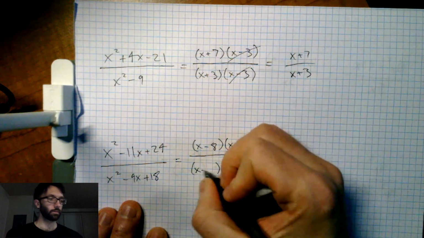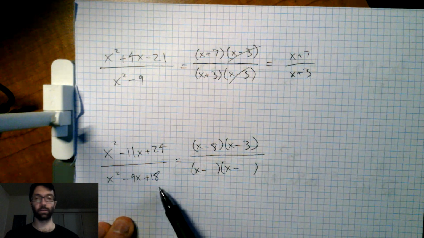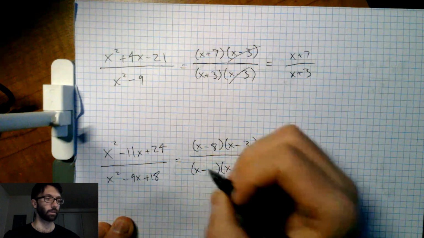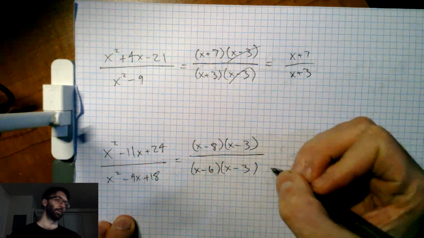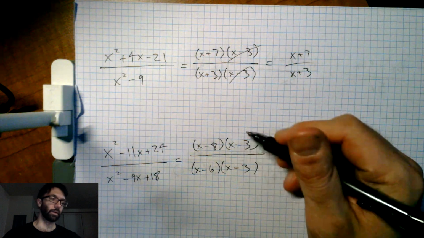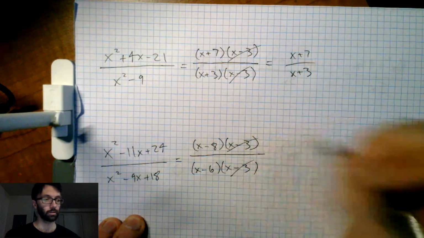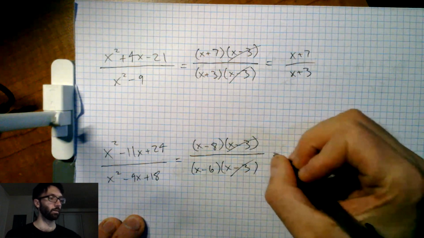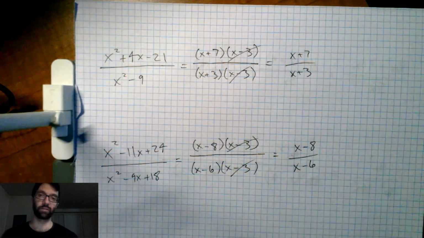Same signs, and the factors of 18 that will combine to a negative 9, that's going to be negative 6 and negative 3. And again, now I have a factor of x minus 3 in both the numerator and denominator that will divide to 1, so that cancels. And that's what I'm left with.